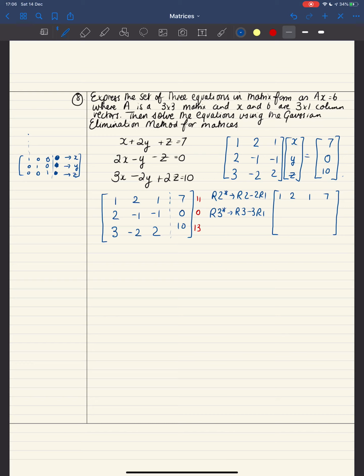So the next row, 2 minus 2, minus 1 minus 4, minus 1 minus 2, 0 minus 14, 0 minus 22. 2 minus 2 is 0, minus 1 minus 4, minus 1 minus 2, 0 minus 14. And then the next one, we've got to do this row minus 3 of each of these. Okay, so 3 minus 3 is 0. Minus 2 minus 6 is minus 8. 2 minus 3 minus 1. 10 minus 21 minus 11.